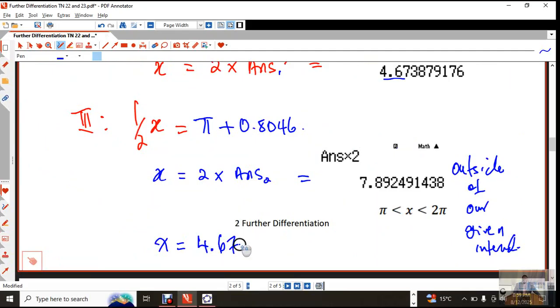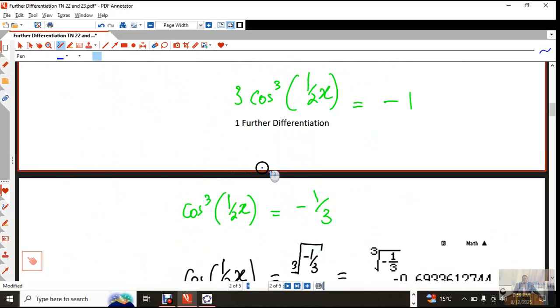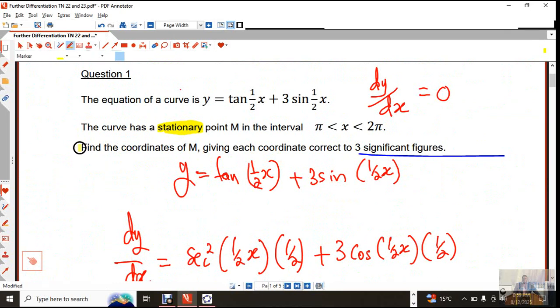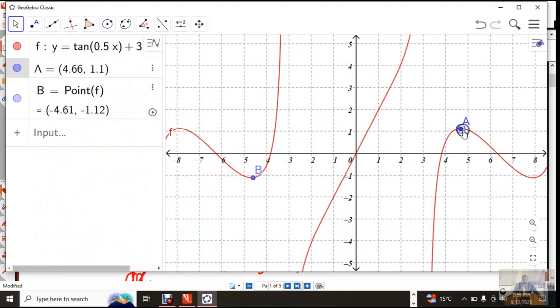But we're not done, because the question is asking us not only for the value of x, it's also asking us for the value of y. How do you know that? Because it says here, find the coordinates of n. Going back to my software, you see this is 4 point something, so we only have to find the corresponding value of y. 1.1, 1 point something is just an estimate. So that's what we need to do. In order for us to find that corresponding value, you take that x value that you have and you put it back into the original function, that will give us our output.